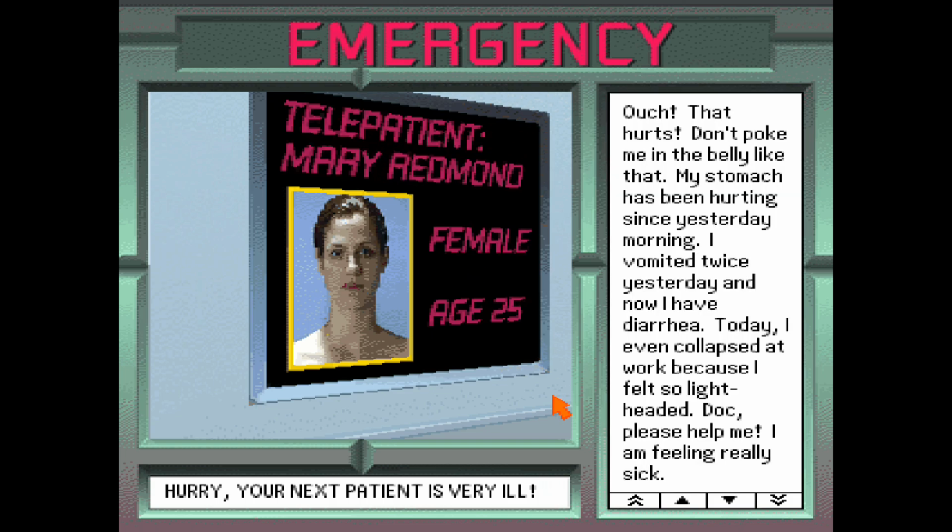Ow! Oh, that hurts. Don't poke me in the belly like that. Oh, my stomach's been hurting since yesterday morning. I vomited twice yesterday and now I have diarrhea. Today I even collapsed at work because I felt so lightheaded. Doc, please help me. I'm feeling really sick.